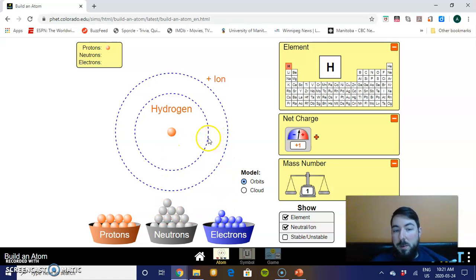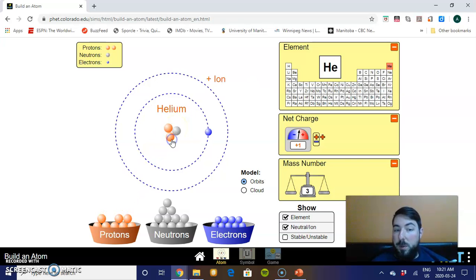So if I go ahead and throw an electron on there now, we can see that the net charge is now 0 because we have one positive and one negative. They balance each other out. But our mass number is still 1 because we haven't added any neutrons yet. So I'm going to go ahead and throw a neutron in there. We can see that the neutron doesn't change the charge. It's neutral, so it has a charge of 0. But our mass number is now 2 because one proton plus one neutron give us 2.